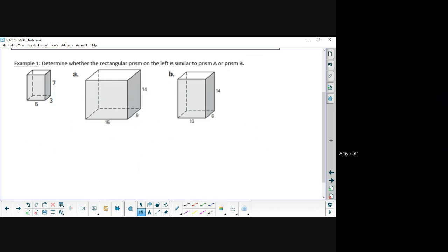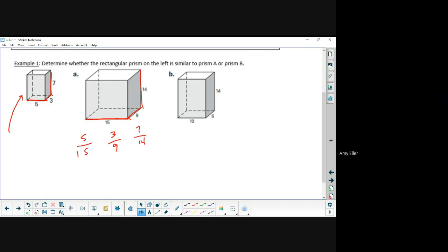So example 1, we're going to see if they are similar. Example 1, determine whether the rectangular prism on the left is similar to prism A or B. Pretty simple process. Let's look at 5 corresponds with 15. Doesn't matter which is on top. Now that I've put 5 on the top, this figure has to be on the top every time. 3 corresponds with 9. And my last side, 7 corresponds with 14.